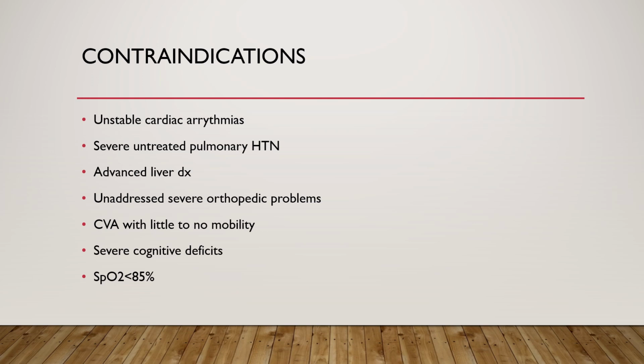CVA with little to no mobility. We're not trying to promote aerobic activities when a patient doesn't even have seated edge of bed balance, and so pulmonary rehab intervention specifically would be contraindicated in a patient with CVA with little to no mobility. And severe cognitive deficits, again, we want to promote safety, and so if the patient's unable to understand the instructions being provided for aerobic exercise, then that's going to be a contraindication.